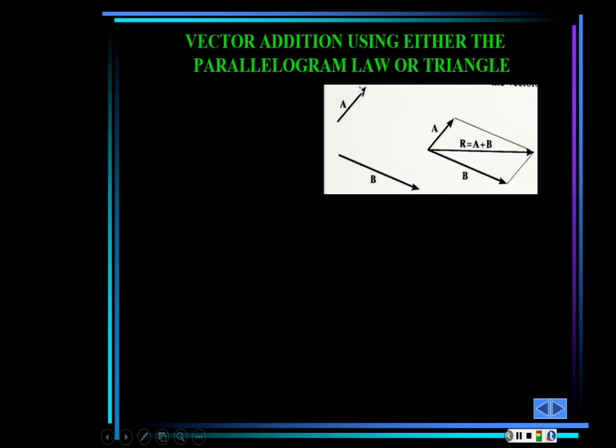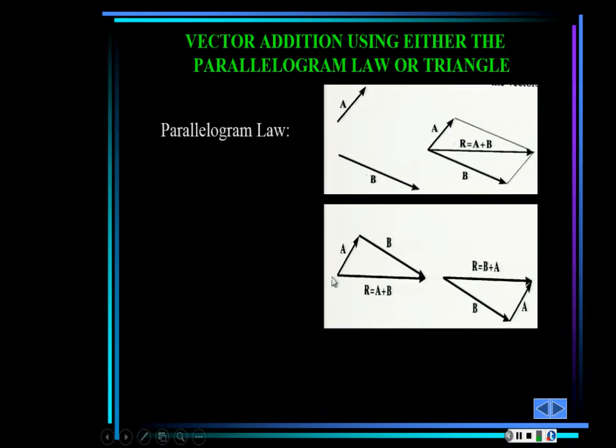So how do you do vector addition? You use the parallelogram law or you use a triangle. The parallelogram law says that if you have a vector A and B and you want to add them up, you just put vector A and put this vector B parallel to the vector A like that, and the resultant is going to be this one. Or I can start with B and add A, but notice that I go tip of the vector with tail of the other vector.